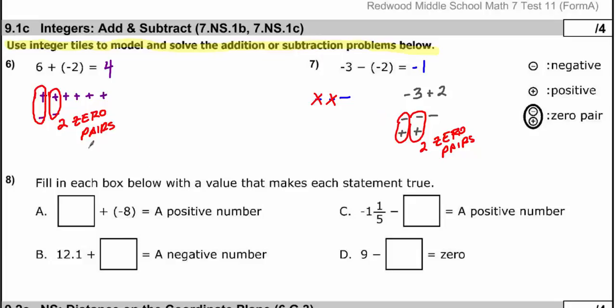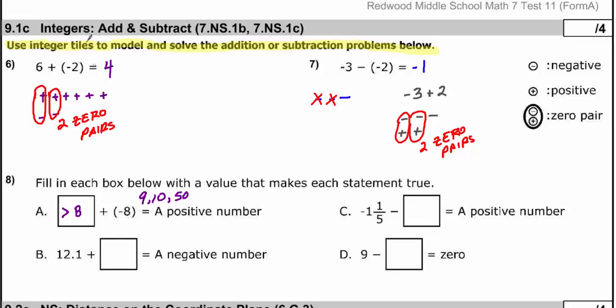All right, number 8. Fill in the box to make the statement true. We have something, we're adding -8, we want a positive number. Well, we need some number bigger than 8. Could be 9, could be 10, could be 50, but we have to have enough so that even after you cancel out 8 of them, you have positives left.